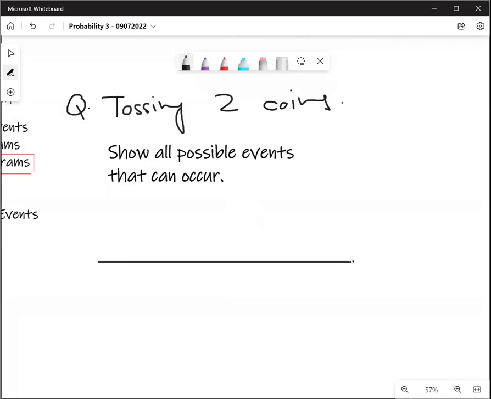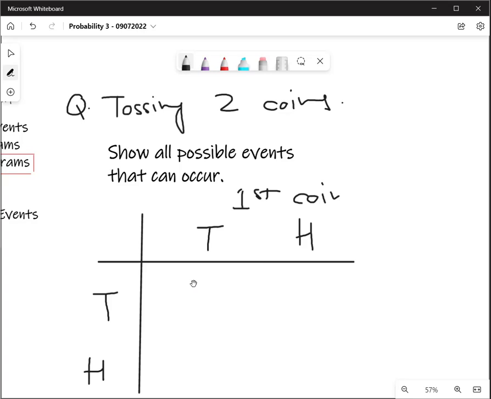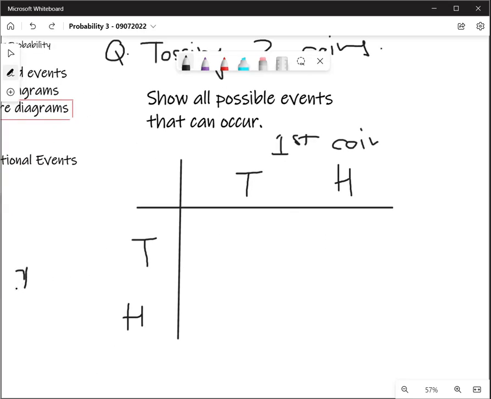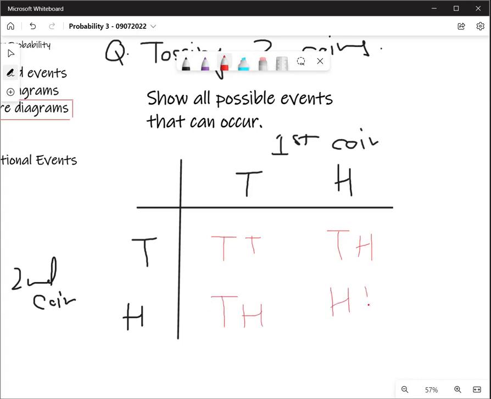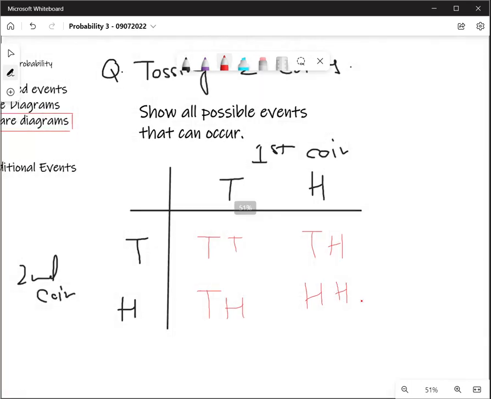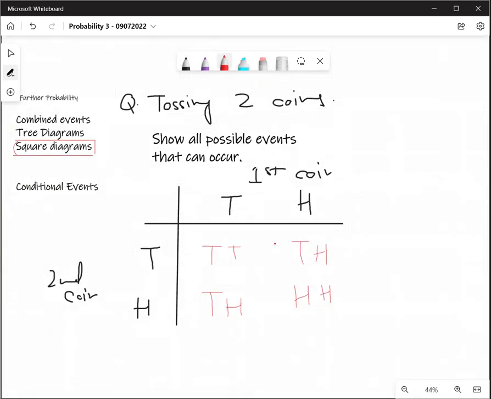We'll make something like this: tails, heads, heads. It's like a Punnett square. You have a tail and a head. This is your first coin. It can either give a tail or a head. And you have your second coin. The possibilities you have are TT, TH, HT, HH. What's happening is you have these events happening.